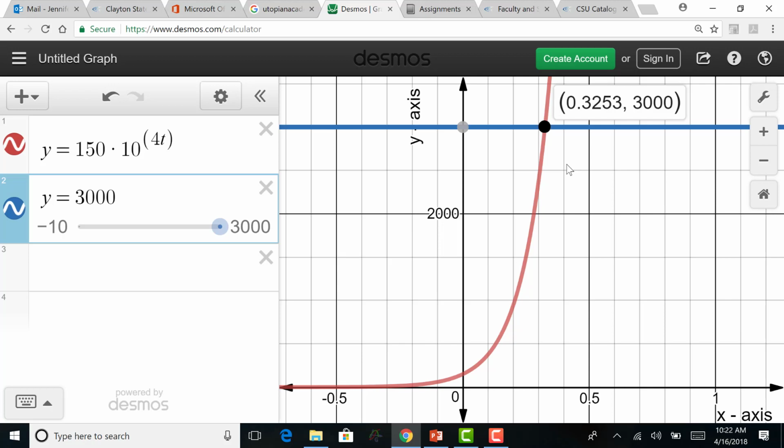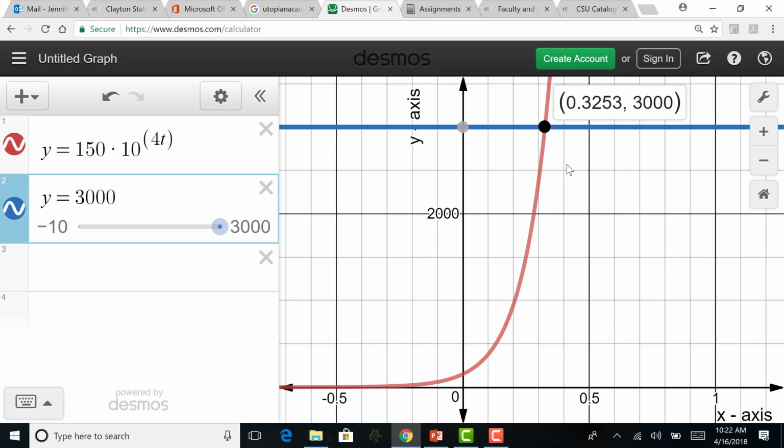Let me erase this so you can see what's on the board here. So the original equation was 3,000 equals 150 times 10 to the 4t power. What's on the right side of the equation? Put it up here. What's on the left side of the equation? Put it here. And wherever they cross is the answer. So, did we get the same answer?